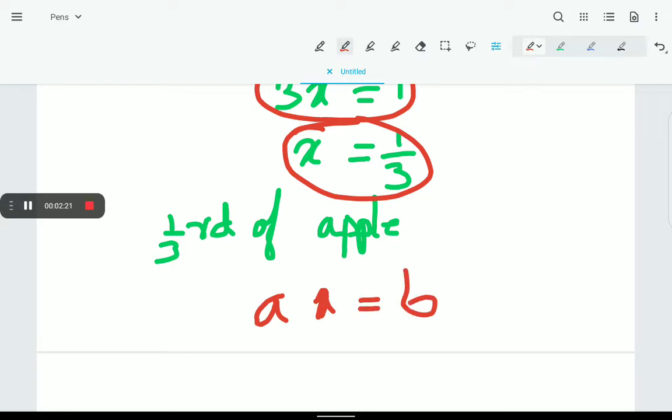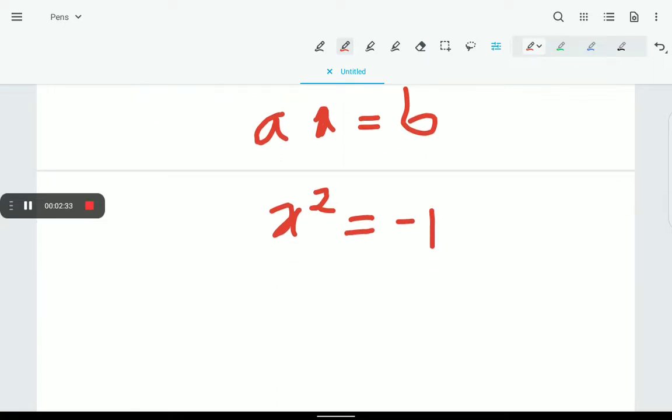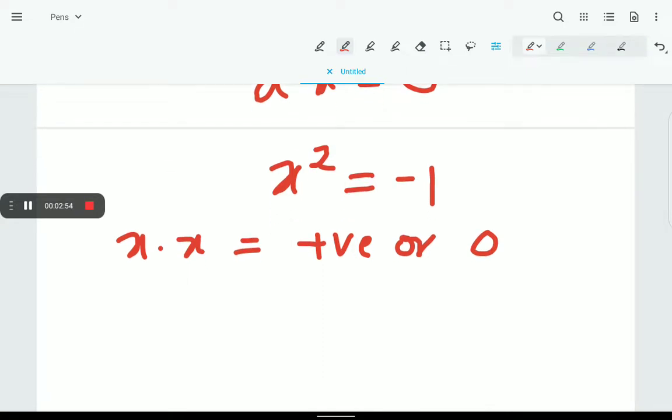However, we are stuck with another equation, x squared equal to minus 1. Now if we put any rational number, even the numbers that have decimal expansion, then we know that x into x is either positive or 0. However, minus 1 is neither positive nor 0. It is negative.